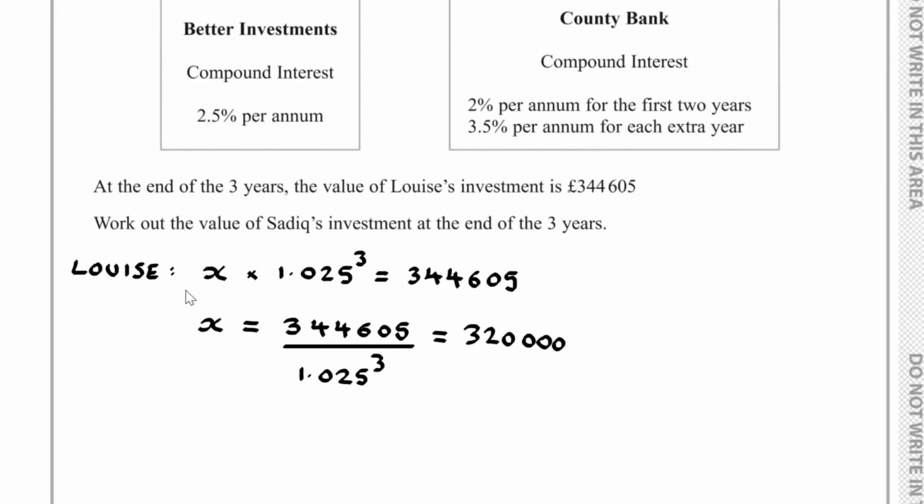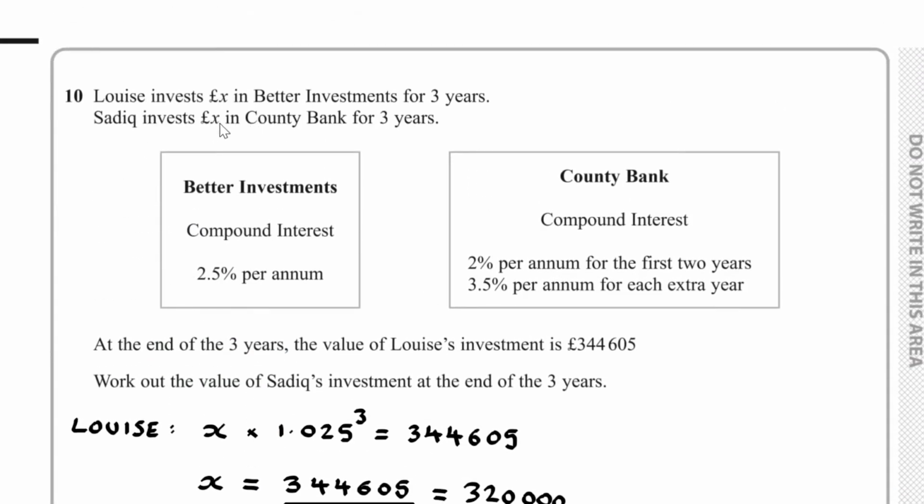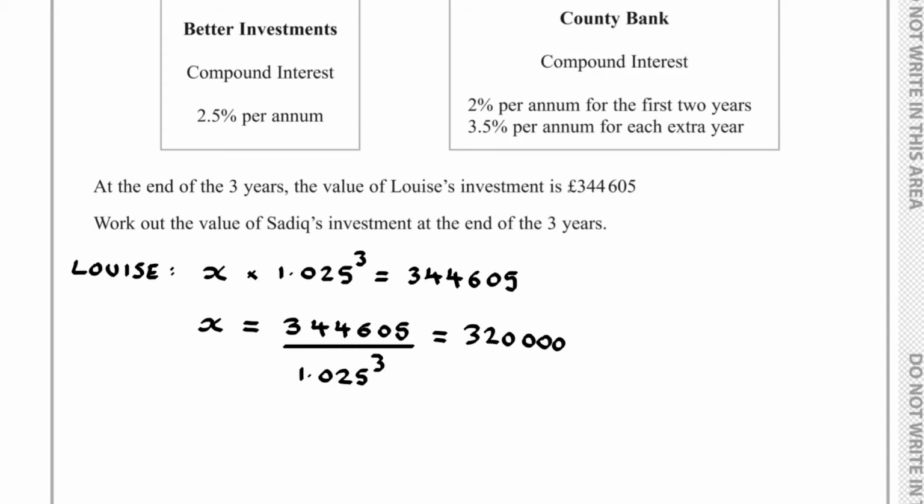So that's how much Louise invests. And so Sadiq will also invest X pounds. So Sadiq will invest £320,000. So if I take a look at Sadiq's investment, he invests X pounds. And then in the first 2 years, we've got 1.02 as our multiplier. And then we square this because we've got 2 years. And then I multiply this by 1.035. I need to find out what this value is, knowing what x is.